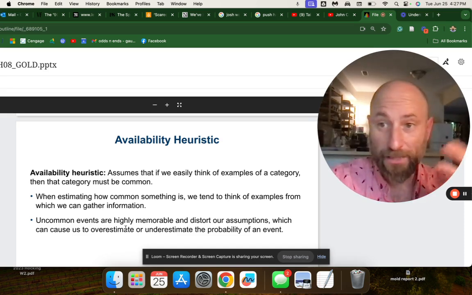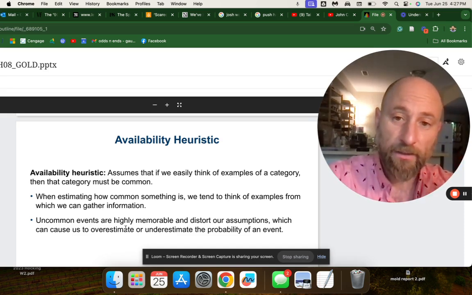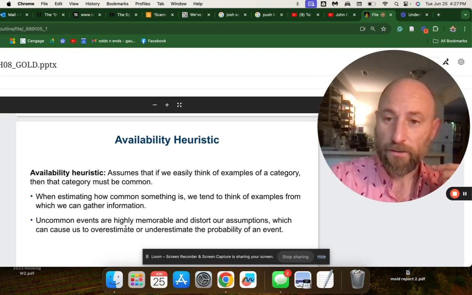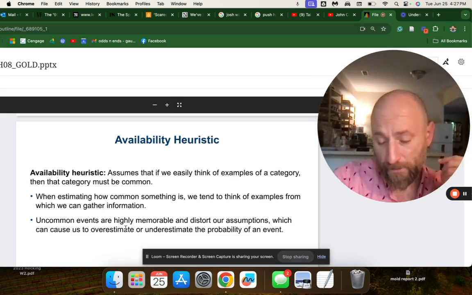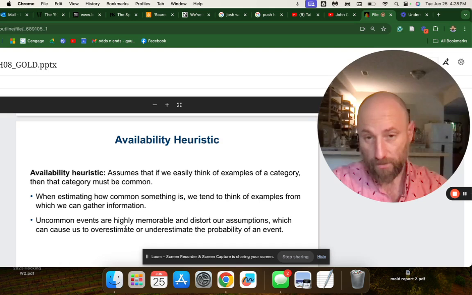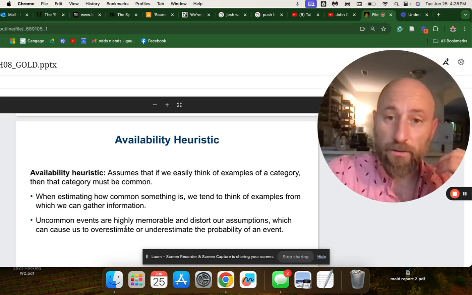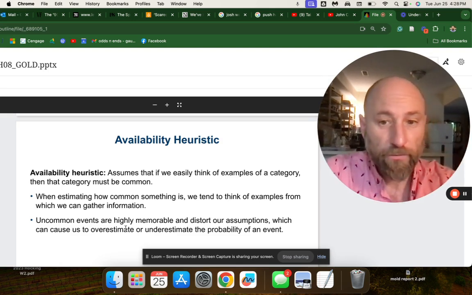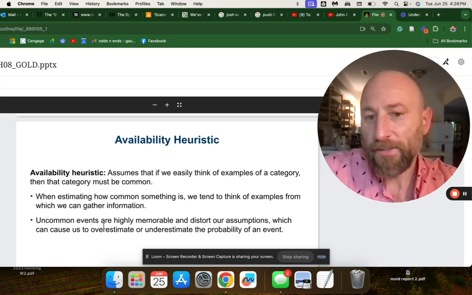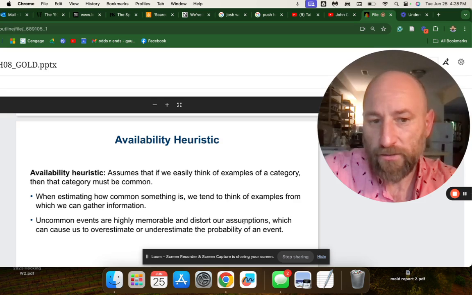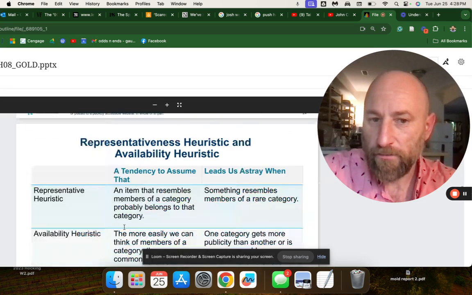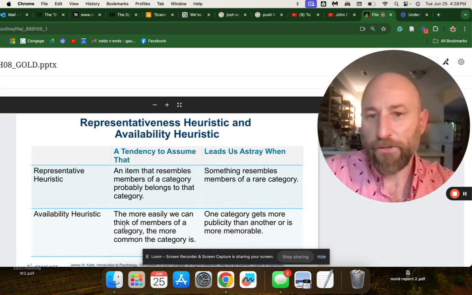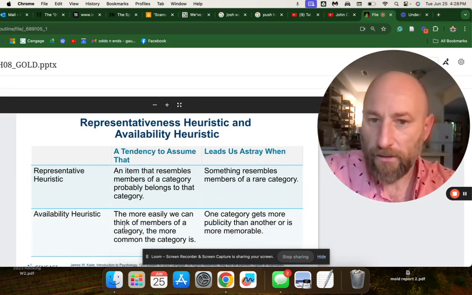If you think of classic examples, you're getting on a plane and you're scared that the plane might crash, right? Now, it's not very common that planes crash, but we can very easily imagine and think of examples of plane crashes. So it makes us more fearful than we should be. Uncommon events are highly memorable and distort our assumptions, which can cause us to overestimate or underestimate the probability of an event.